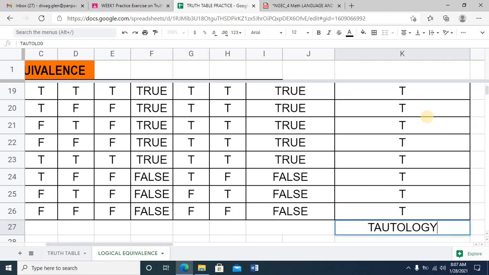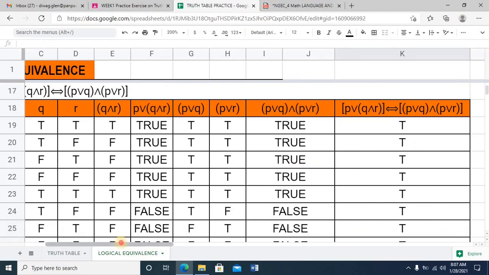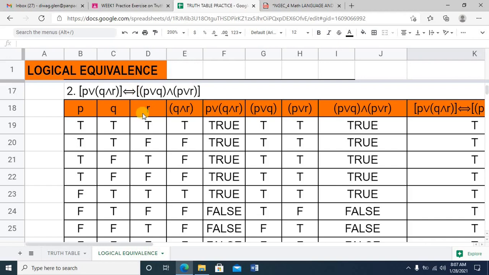And once again, if the result is a tautology, you were able to prove that the given statement is logically equivalent.